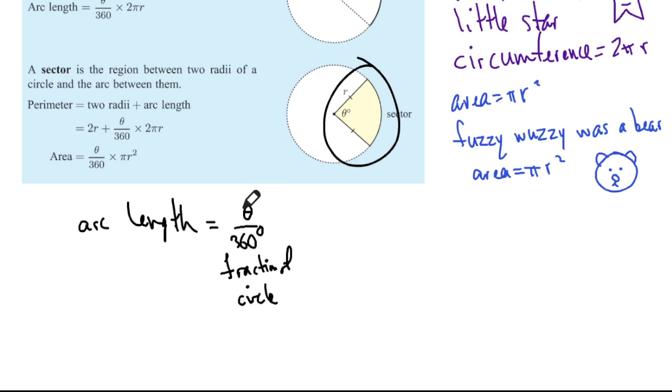So theta is whatever it is. Let's say theta was 10. 10 over 360 would be 1 over 36, I guess. So you'd have 1/36 of the circle. And then you multiply this by the total circumference of the circle. So this is an arc length formula. If you know the number of degrees and the radius, you can figure out how long the arc is.